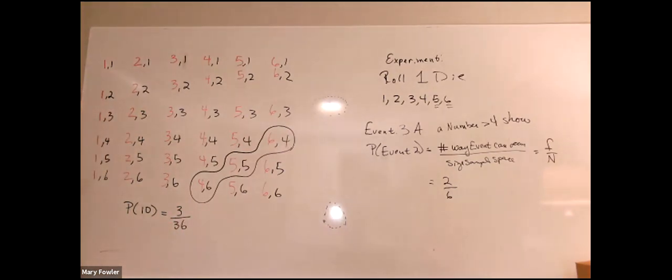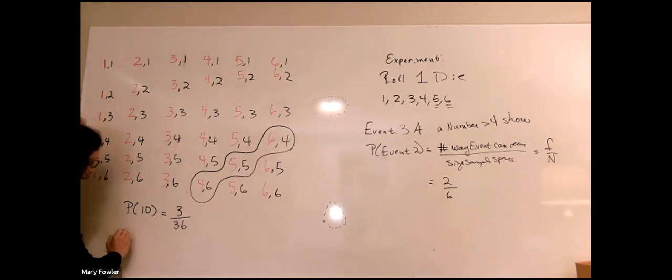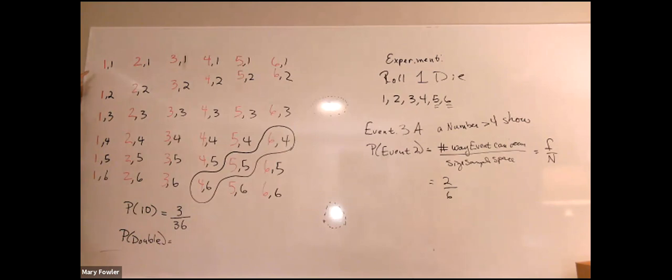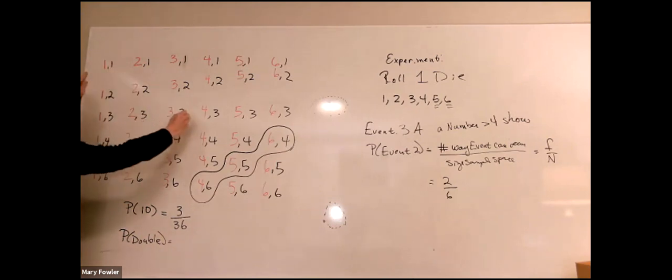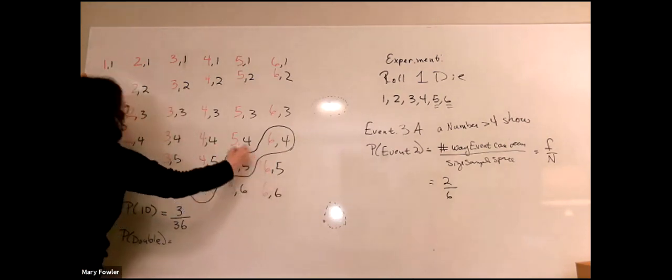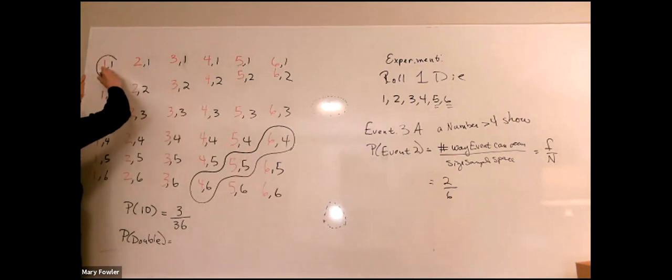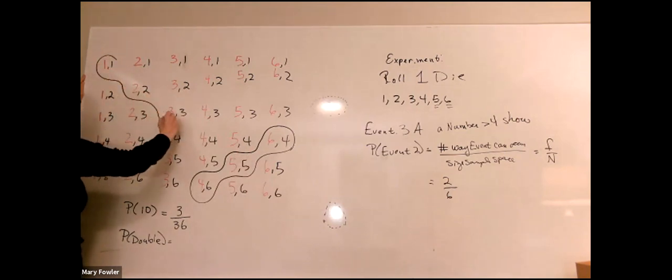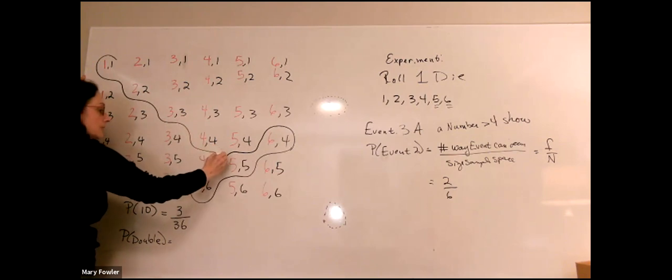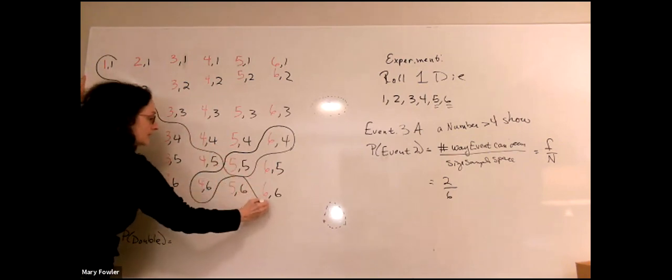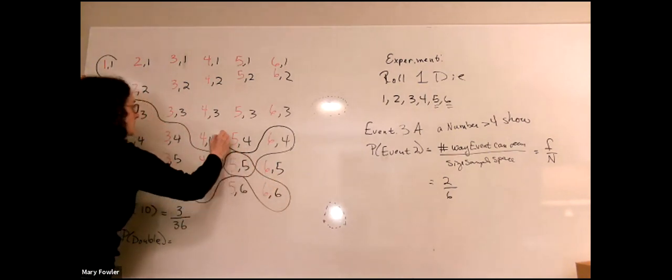All right, so moving over to the next problem, we want to look at the probability of getting a double. Okay, and to get a double, there are a number of doubles. Notice that they take this diagonal here, and I'll kind of wiggle them over here. So a 1 and a 1, a 2 and a 2, a 3 and a 3, a 4 and a 4, a 5 and a 5, and a 6 and a 6.